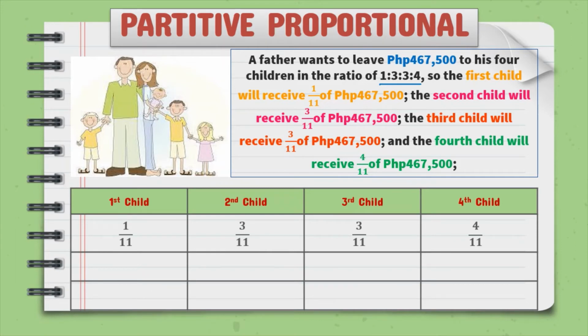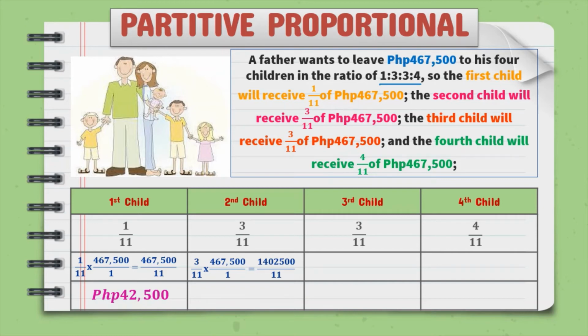So we have here the table for first child, second child, third child, and the fourth child. Then the part of first child is 1/11, the second and the third 3/11, and the fourth child 4/11. So 1/11 times 467,500, we will get 467,500 divided by 11. So the first child will receive 42,500.